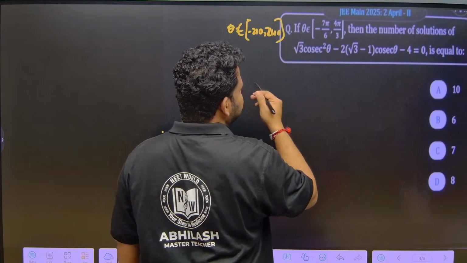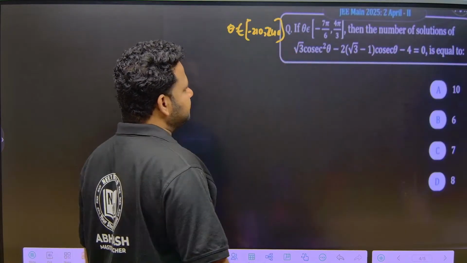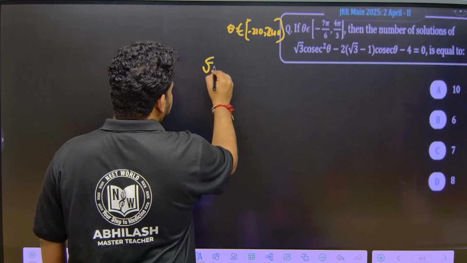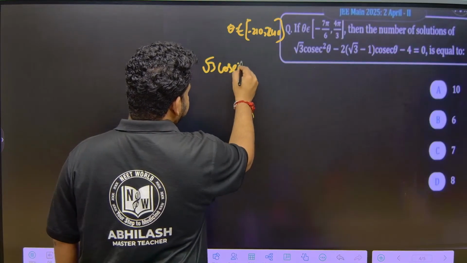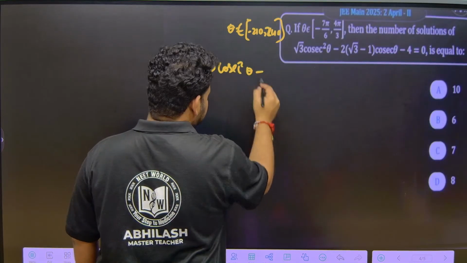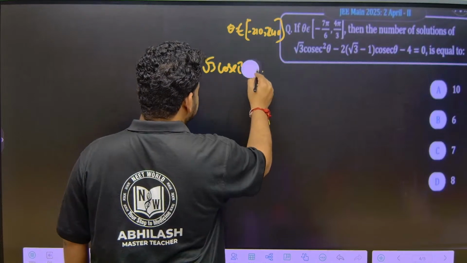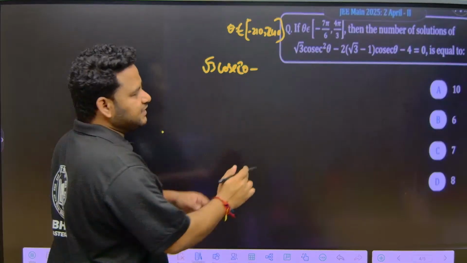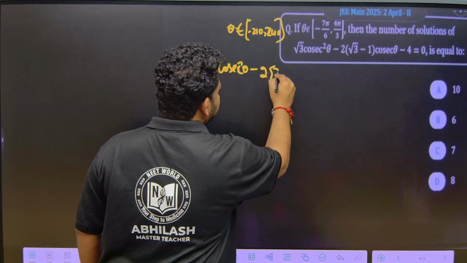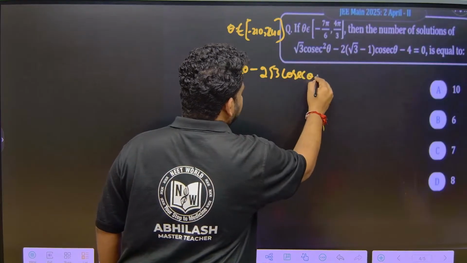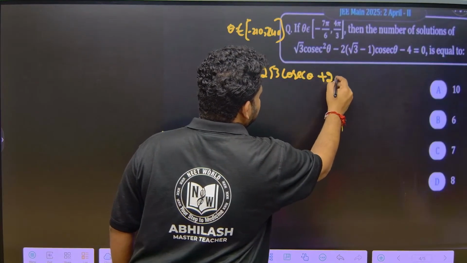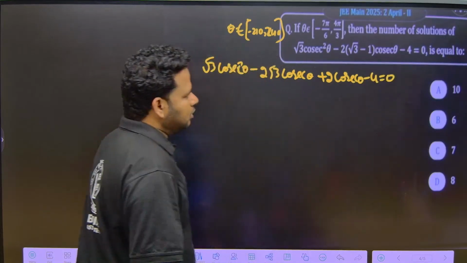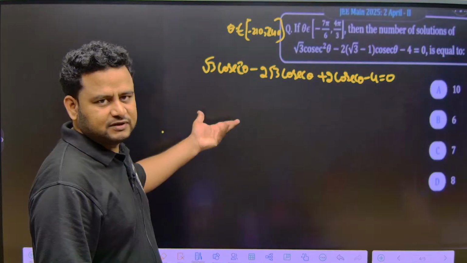They were given the number of solutions of root 3 cosec square theta minus 2 root 3 minus cosec theta minus 4 is equal to 0. So let me write down whatever they were given. Root 3 cosec square theta, let me open it and write. So this will be 2 root 3 cosec theta, minus into minus plus 2 cosec theta minus 4 is equal to 0. So this is like a quadratic equation in cosec theta. So let us solve it.